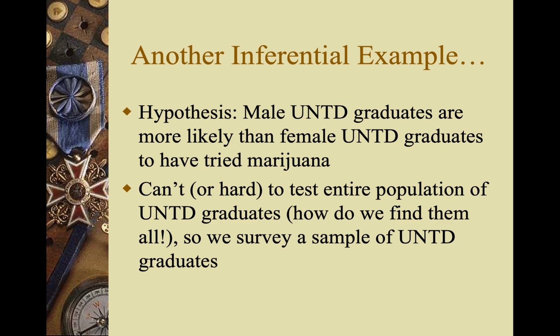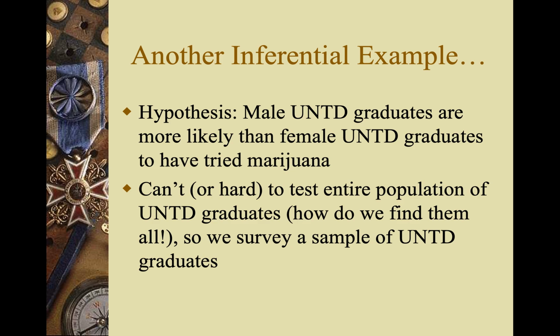Another inferential example, so hypothesis might be male UNT graduates are more likely than female UNT graduates to have tried marijuana. So it's hard to reach all graduates, right? It's a little bit easier to reach all students, particularly since we're a small institution. So we have all the email addresses of all students. We could send out a survey. But generally, it's not going to be easy to reach all graduates. We can't keep in touch with them. We're not sure where they're at or anything like that anymore. We might not have a current email address on them, a current even mailing address or phone number on them.